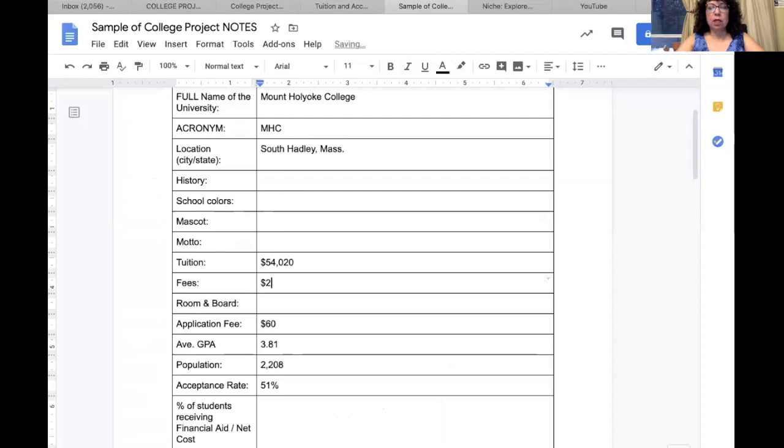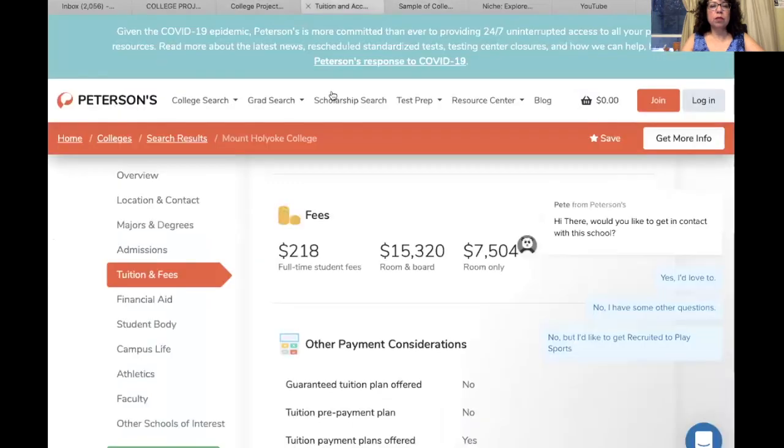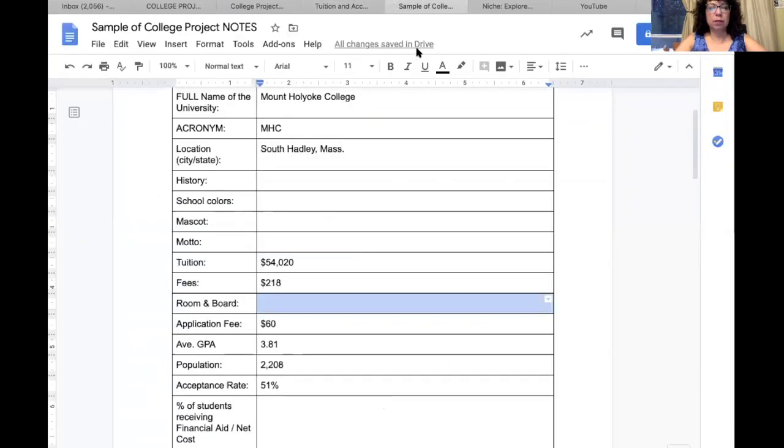Any other fees? $18. And then room and board. What is room and board? So room and board actually means your dorm and your meal card. So it's food and it's your room, your dorm room, and that's for a full year is $15,320. Okay, $15,300. If it says room only, don't pick up that one. So it's $15,320.